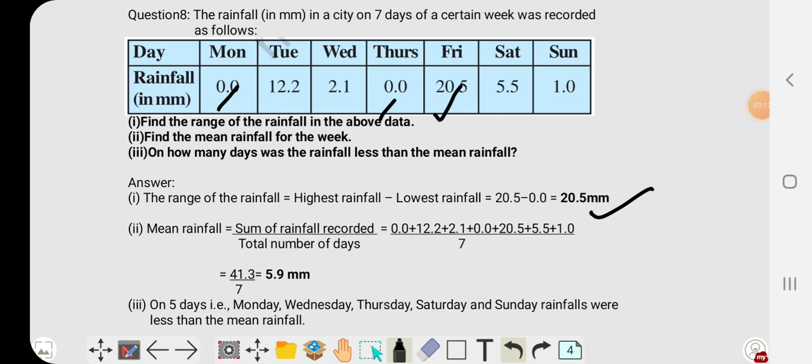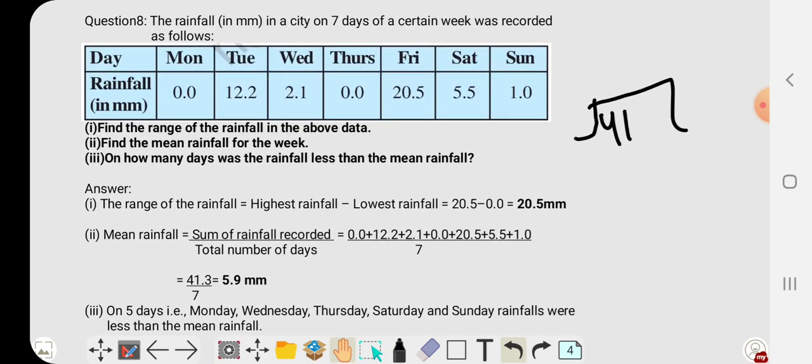Then mean rainfall. To find mean rainfall, we add all the rainfalls in the week and we will divide it by 7 because there are 7 days in a week. On adding these numbers, we have got 41.3 and on dividing it by 7, we will get 5.9. How will we divide it? See here, 41.3 divided by 7.